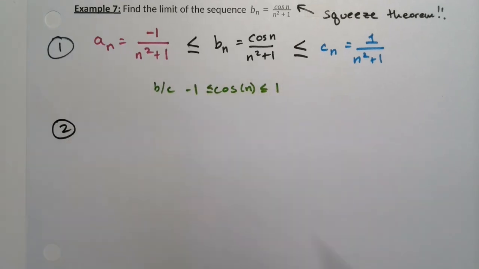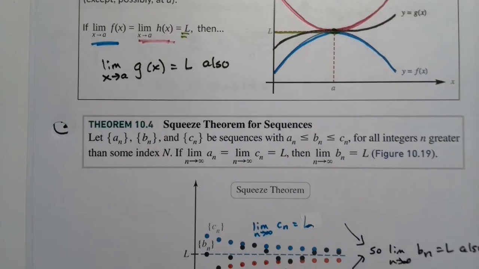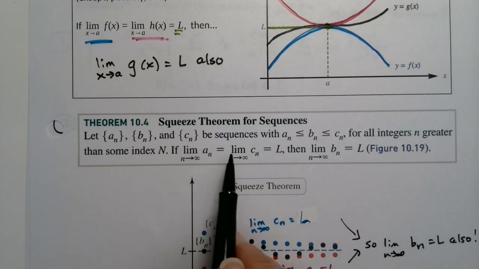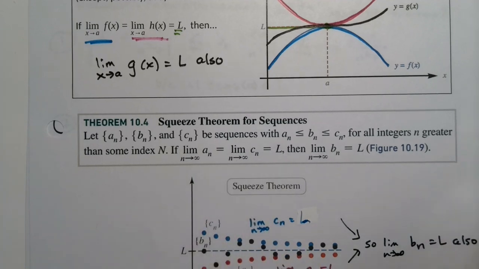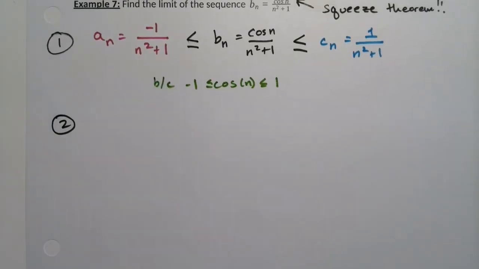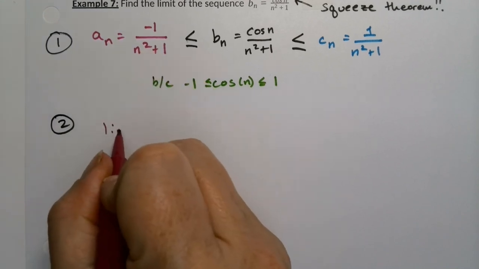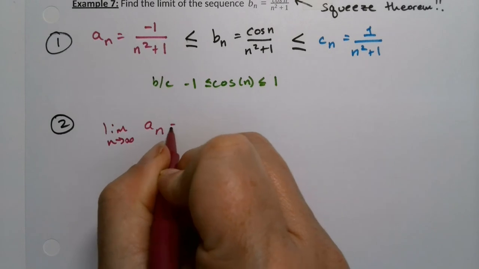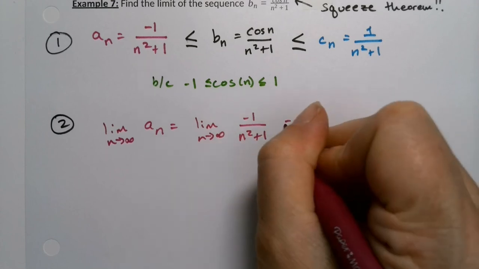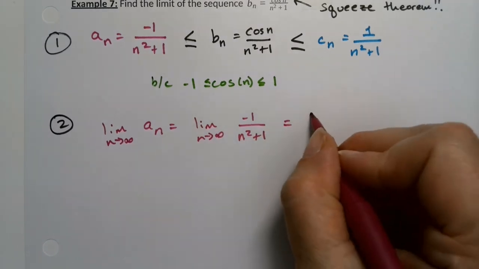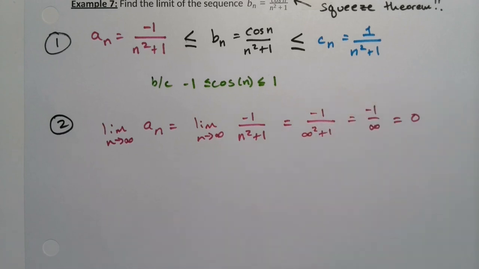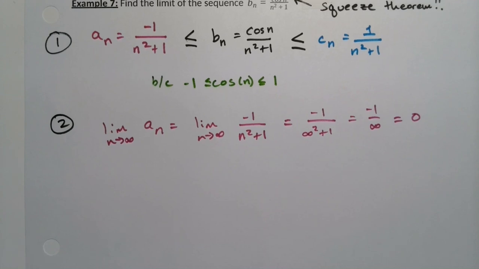Now we need the second component of the theorem, which is saying, all right, you have this sequence in between these two, but do those two squeeze together to L? Do they go to the same value, right? That's the pinching part. So we need to prove that. So let's find the limit as n goes to infinity of a sub n. That's the limit as n goes to infinity of -1 over n squared plus 1, which, no duh, is negative 1 over infinity squared plus 1, which last time I looked is negative 1 over infinity, which is 0. That is not indeterminate. We know what a constant over infinity is. It's 0.